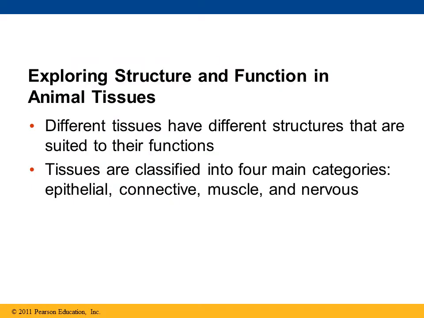So let's talk about animal tissues. Remember we said that tissues are groups of specialized cells that work together to do a certain function. Now, different tissues have different structures which depend on that specific function. And there are four main categories of tissues found in animals. They are epithelial, connective, muscle, and nervous.